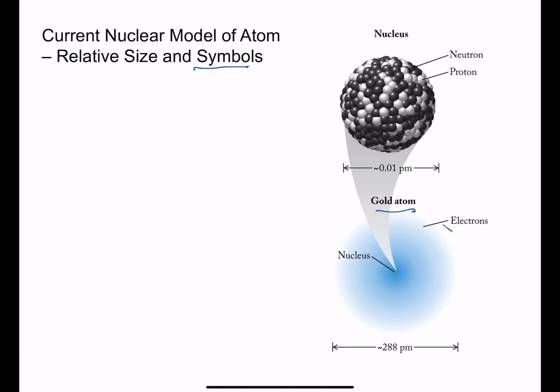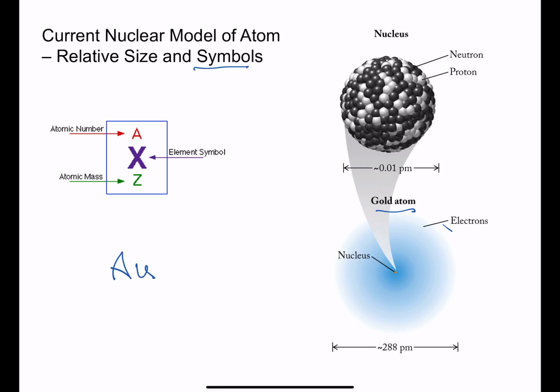So we need to have some sort of symbol, because we're not going to be able to draw this picture for every element every time we want to talk about an element. So we have a shorthand way of keeping track of elements and how many neutrons and protons they have. This is a typical arrangement of a box on a periodic table where we have the element symbol. In our case for gold, the element symbol is Au, and most element symbols are either 1 or 2 letters. It's a shorthand way of keeping track of it. So Au is for gold.